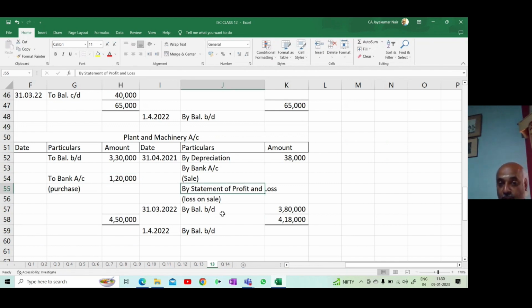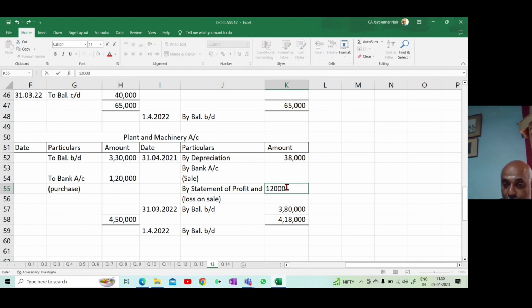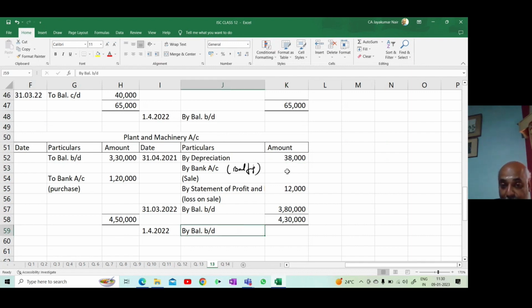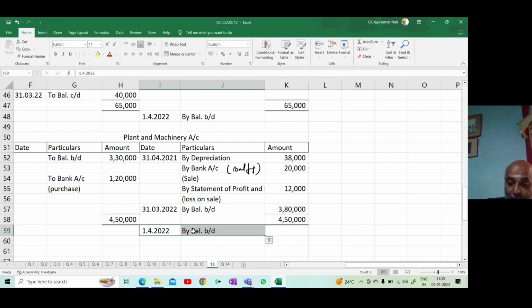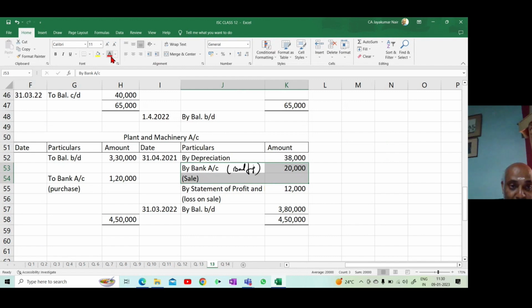You know that you have sold a piece of plant and machinery at a loss of 12,000. Therefore, the loss we have to credit. So 12,000 rupees is the loss on plant and machinery. The balancing figure will be the sale value. At what value did you sell the plant and machinery? It is 20,000. 20,000 is the sale of plant and machinery. This is by bank, which means money is coming in.